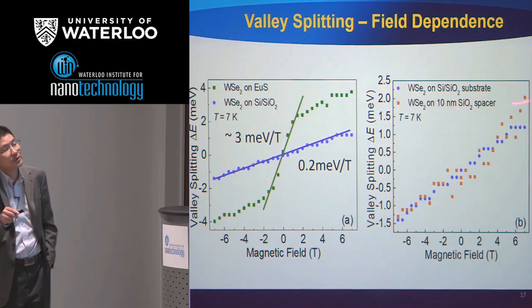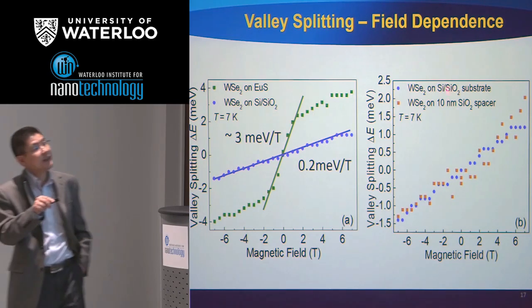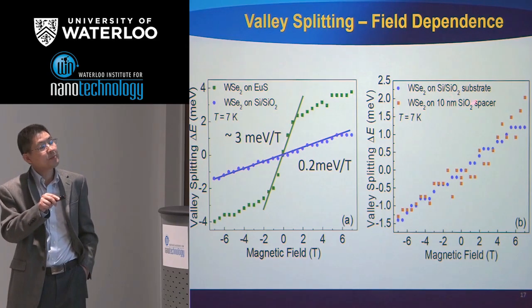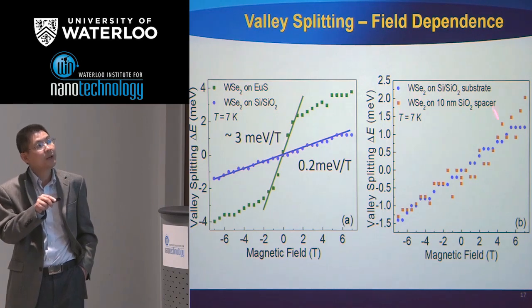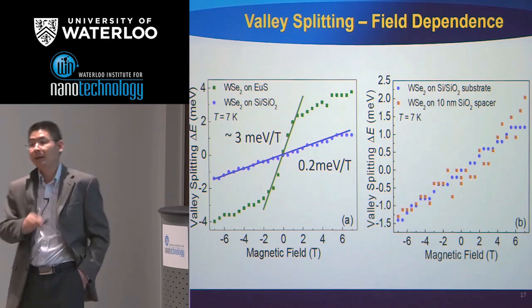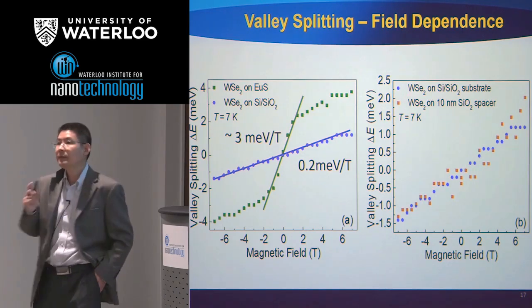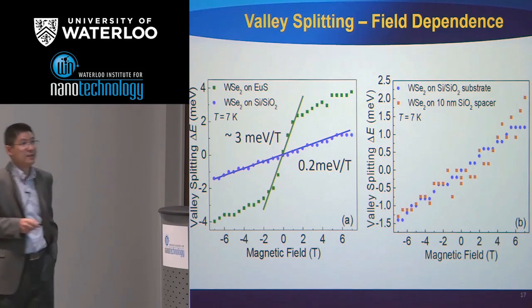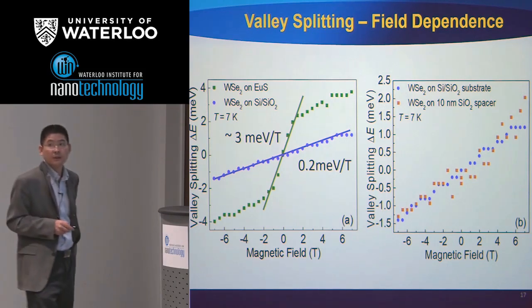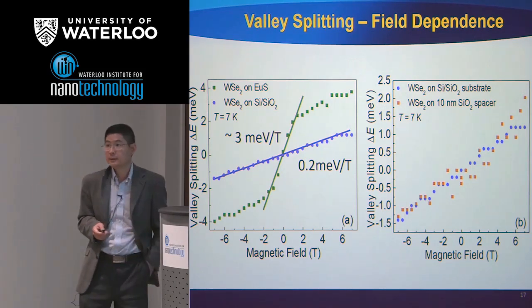So here are the results. When we insert a 10 nanometer non-magnetic spacer in between the 2D material and the ferromagnetic substrate, we see that the curve falls exactly on that of a non-magnetic substrate. That confirms that this effect is indeed the exchange effect, and dipole plays no role here.